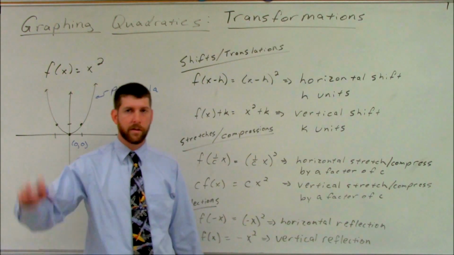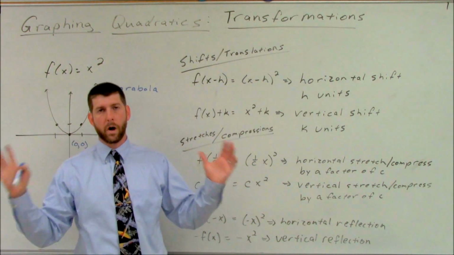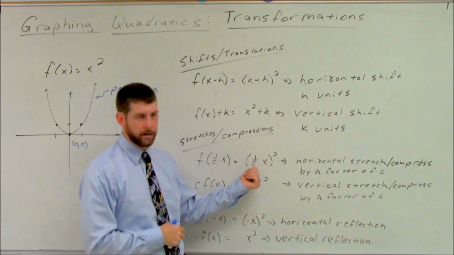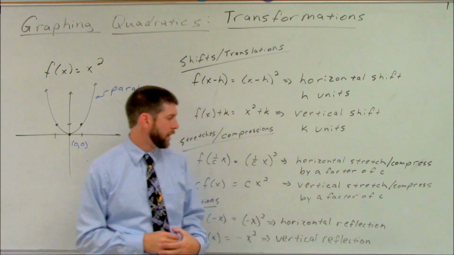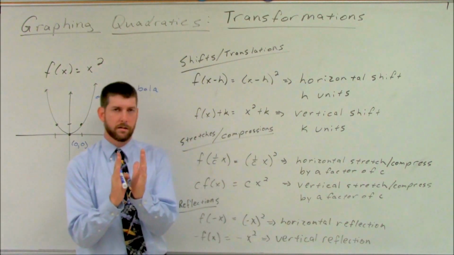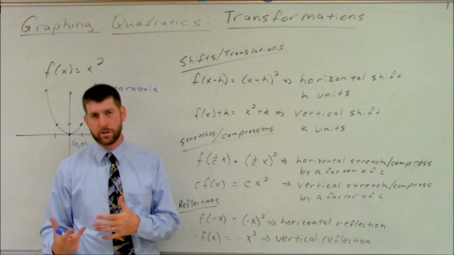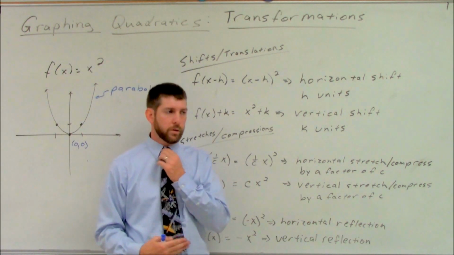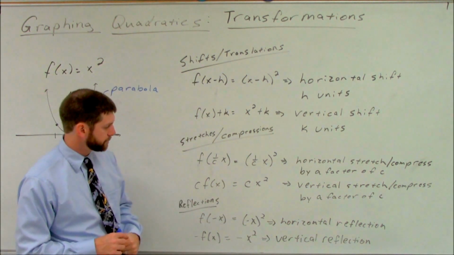So if I want to make something twice as wide, I've got to multiply it by the reciprocal of 2. So I've got to multiply it by 1/2. If I want to make something half as wide, or half as narrow, then I'm going to multiply by the reciprocal of a half, which is 2. So just keeping in mind we're doing the inverse operation for all of our horizontal transformations.